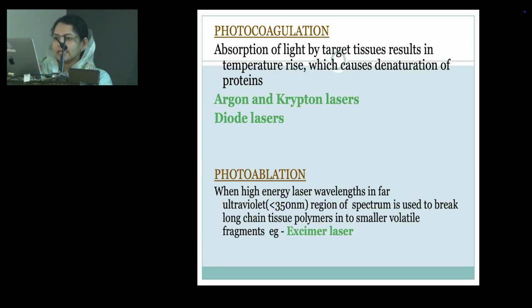The next important mechanism is photocoagulation. Absorption of light by the target tissue results in temperature rise, which causes denaturation of proteins. That is used in the argon laser and krypton lasers. And the next important mechanism is photoablation. When a high energy laser wavelength in the far ultraviolet region of the spectrum is used to break the long chain tissue polymers into smaller volatile fragments, that is used in excimer lasers.